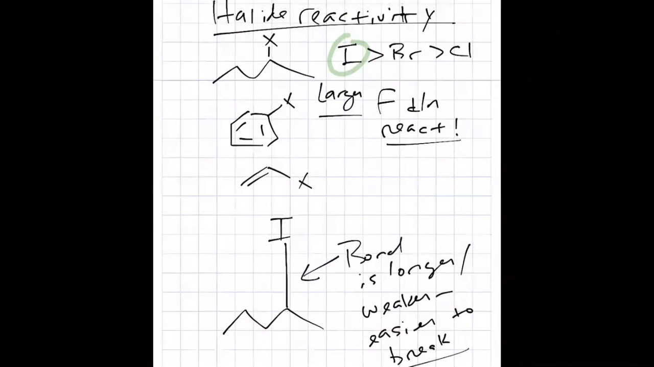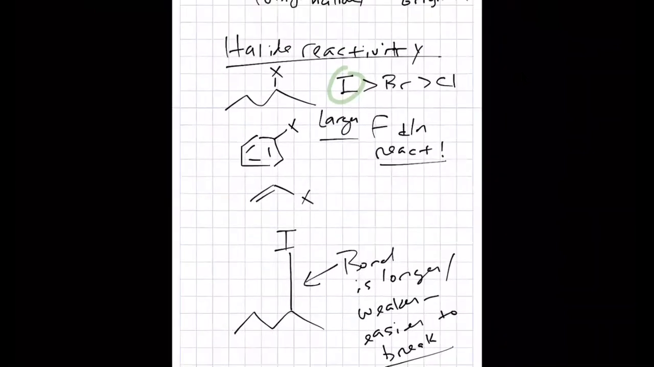All right. Any questions about that? So alkyl iodide, or aryl iodide, or vinyl iodide is going to be more reactive than any of your other halogens, because again, the iodine bond is just easier to break. All right. Any questions about that? No, sir. All right.